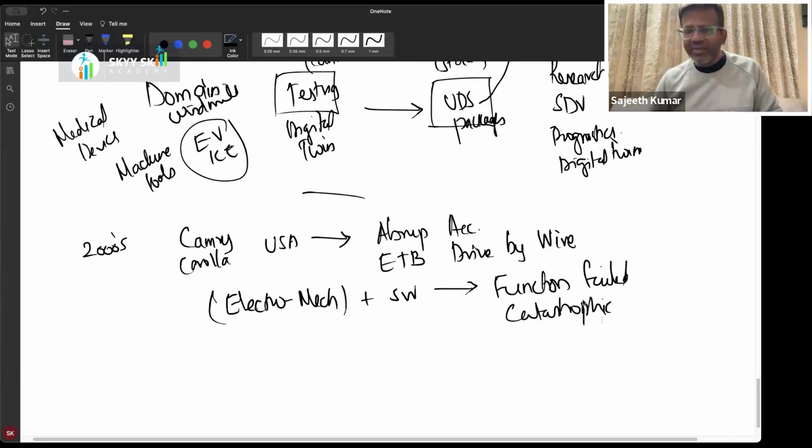I mean, people lost their lives. A lot of people lost their lives. And finally, if I remember it right, Toyota paid some $2 billion or something in those days to settle it out. It was such a big catastrophic failure.